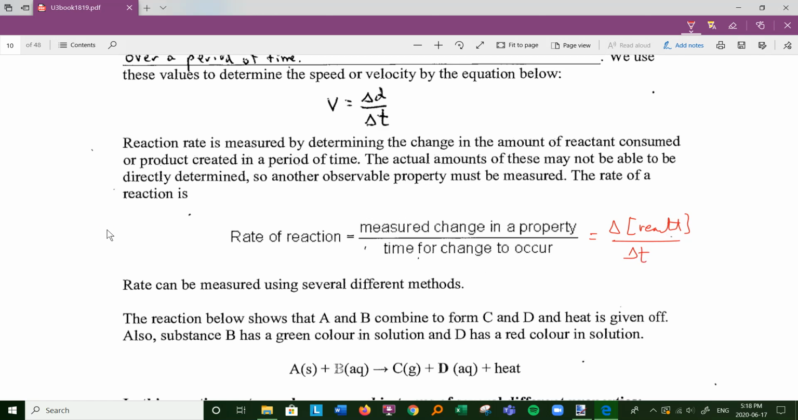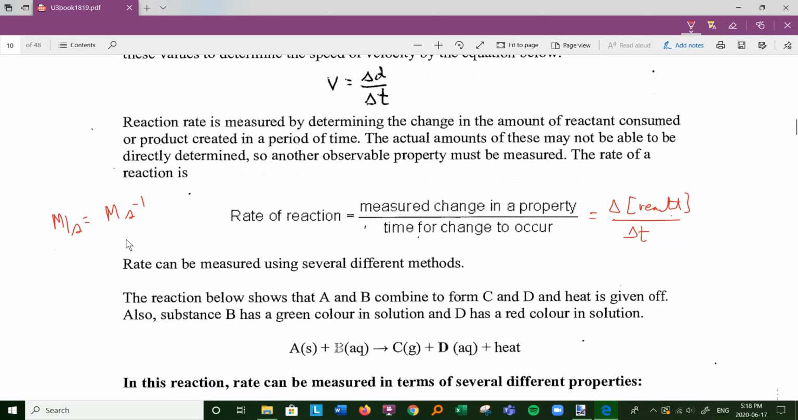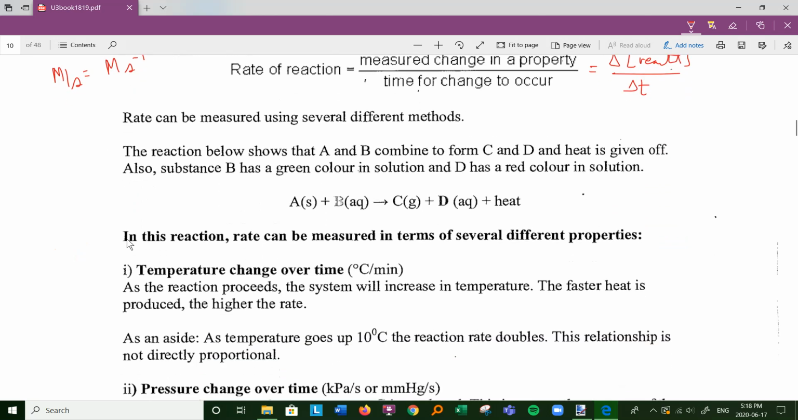So the rate of reaction is going to be units of molarity per second, moles per liter per second, right? M divided by s. This is the same thing as writing M s to the minus 1. And get used to writing units with these negative exponents. They're more helpful. So here we have A plus B goes to C plus D.